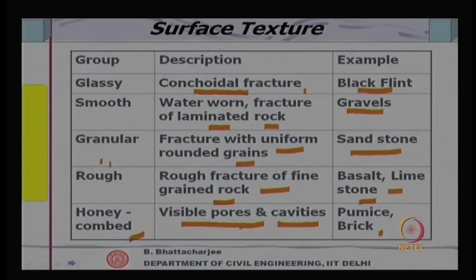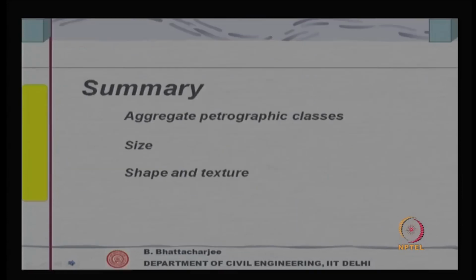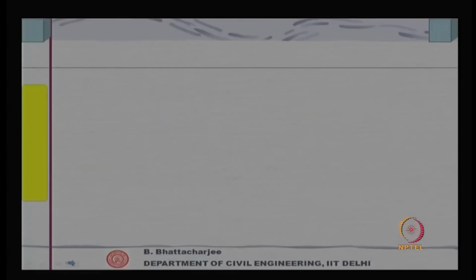So, size, shape, surface texture, these are important properties. That is what we have looked into today. Now, packing characteristics depend on both size and shape.